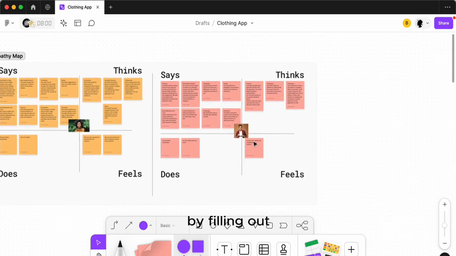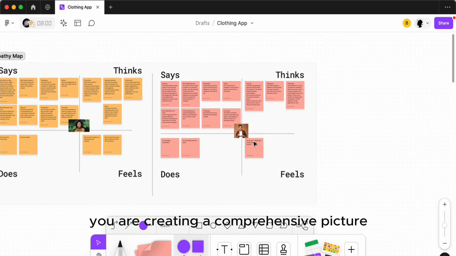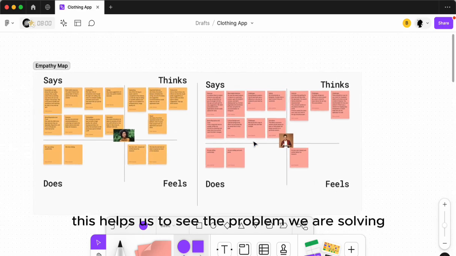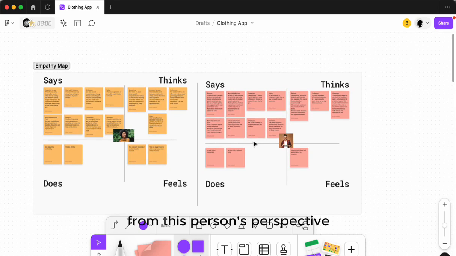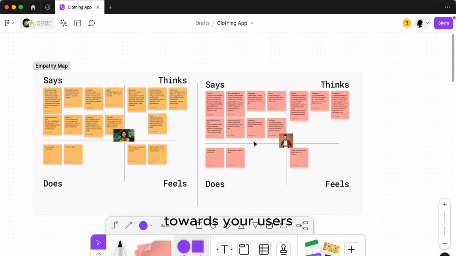By filling out each of these quadrants with the relevant information, you are creating a comprehensive picture of the person we are trying to understand, and this empowers us to see the world from this person's perspective. This helps us to see the problem we are solving from this person's perspective. You are understanding the problem more so that you can gain insights. You might even see the solutions. You are getting a user perspective of the problem you are trying to solve, and this empowers you to be more compassionate towards your users.